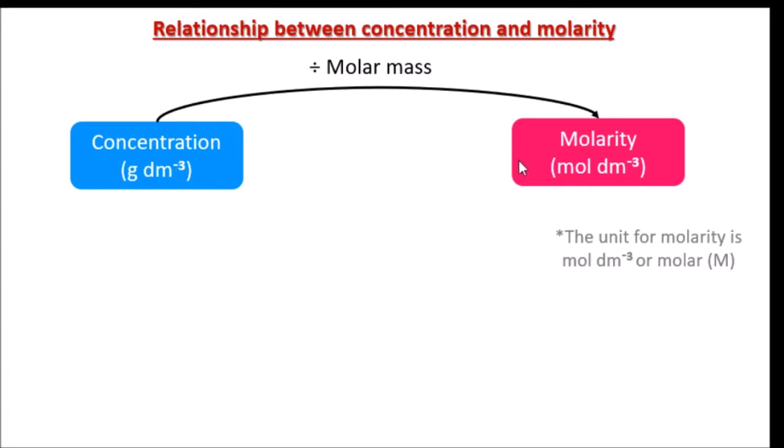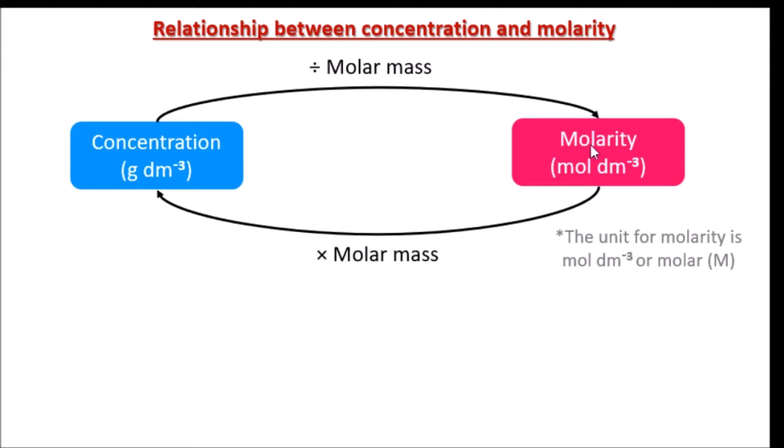And if you want to change molarity to concentration, then you need to multiply by molar mass. Molarity times molar mass, and you will get the concentration in unit of gram per dm³. Another piece of information is that the unit for molarity is mole per dm³, or molar, capital letter M.